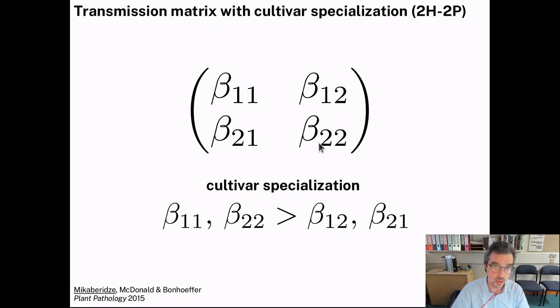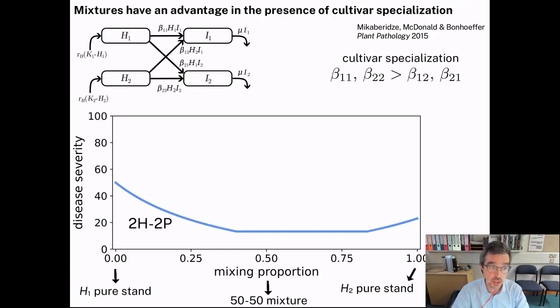And we can conventionally say that we have cultivar specialization when the diagonal elements of this matrix, beta 1,1 and beta 2,2, are higher than the non-diagonal elements, beta 1,2 and beta 2,1. And this reflects a simple fact that transmission on your preferred host cultivar is higher than the transmission on a non-preferred host cultivar.